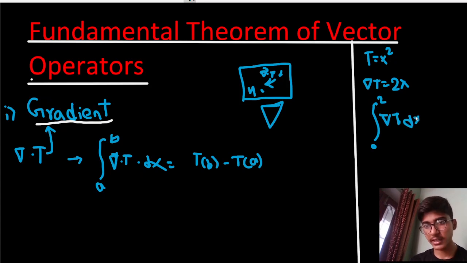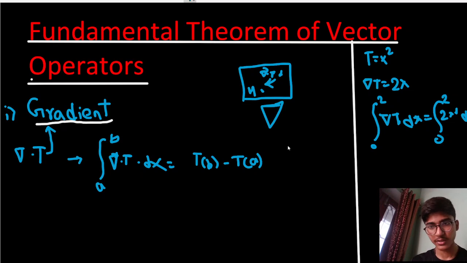What is the value of this particular integral? There are two ways. First of all, you can do it by the direct method, and second is by the fundamental theorem. If I substitute the value of the gradient here, 2x, you will get the integral from 0 to 2 of 2x dx.